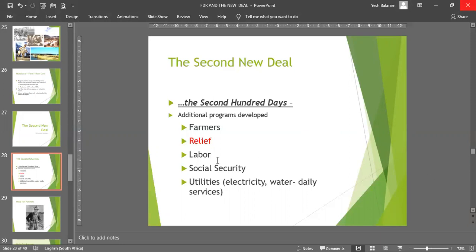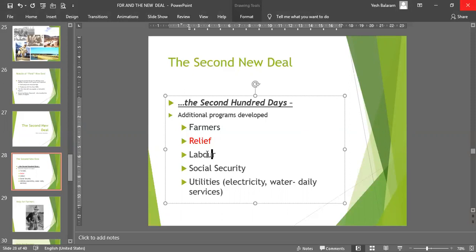Thirdly, his focus was on the area of increasing jobs, the number of jobs that were available. The fourth area of focus was providing social security, especially for the elderly. And finally, the government looked at the issue of making available utilities that were affordable to people. So utilities are your daily services, like your electricity, running water, your garbage collection services, etc.